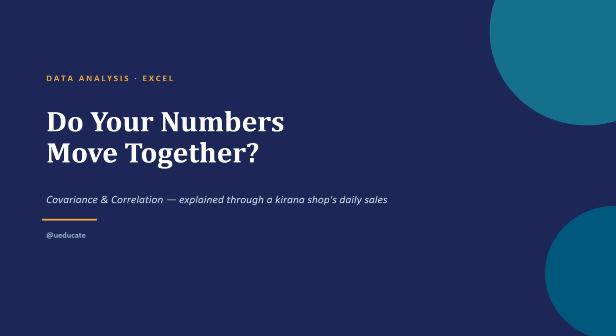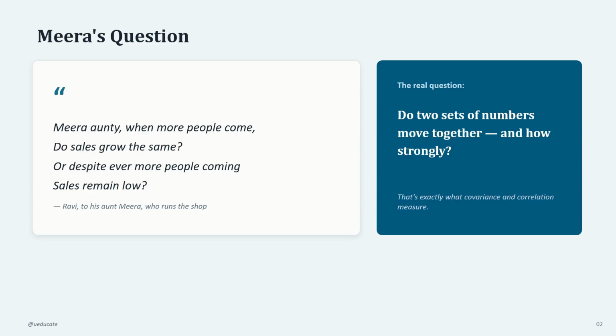So we will explain through a small example, which is through Mira, who runs a small kirana shop in her colony. Every festival season, more customers walk in, but her nephew Ravi, who is learning data analysis, asks her a sharper question. He asks, when more people come in, does the sales grow proportionally too? Or sometimes there is more footfall but less sale, despite more people coming.